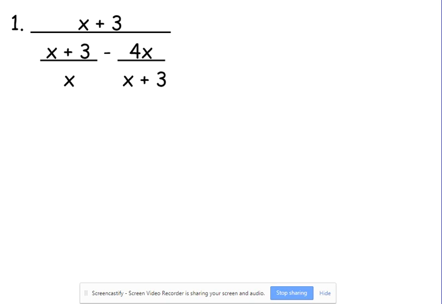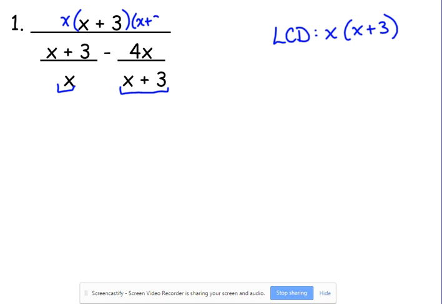So, LCD. We got x. We got x plus 3. Okay? LCD is x and x plus 3. Because here's the x plus 3. All right, so we are going to go through and we are going to multiply each rational expression by our LCD. So the top gets multiplied by x and x plus 3. This gets multiplied by x and x plus 3. I'm just fitting it in however I can. This gets multiplied by x and x plus 3.